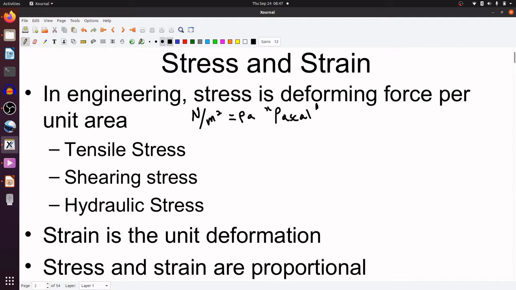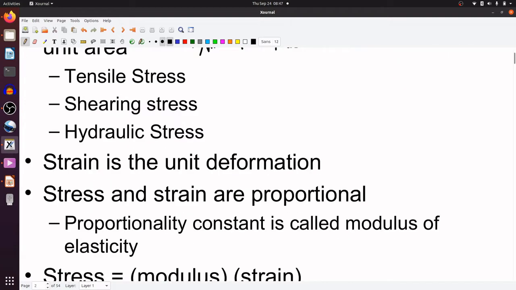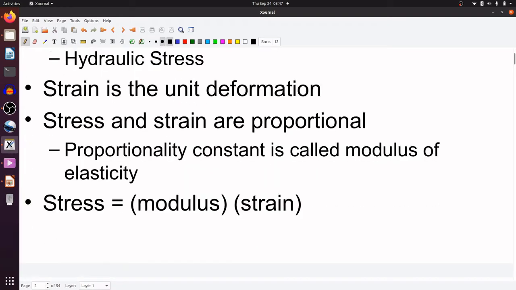Then there's something called strain, and strain is the unit deformation. Basically, when you have a stress or a pressure applied to something, it's going to deform. If I have a balloon and I apply a stress by just squeezing it, it's going to deform. That deformation is called strain. Stress and strain are both proportional, which makes sense. The more pressure you put on something, the more it should deform. So the more stress you have, the more strain. And there is a proportionality constant, and it's called the modulus of elasticity.